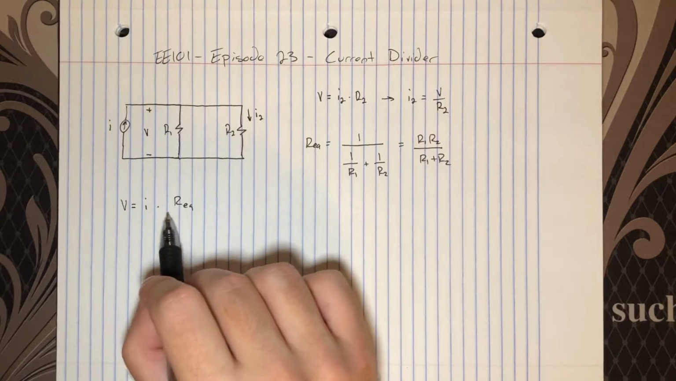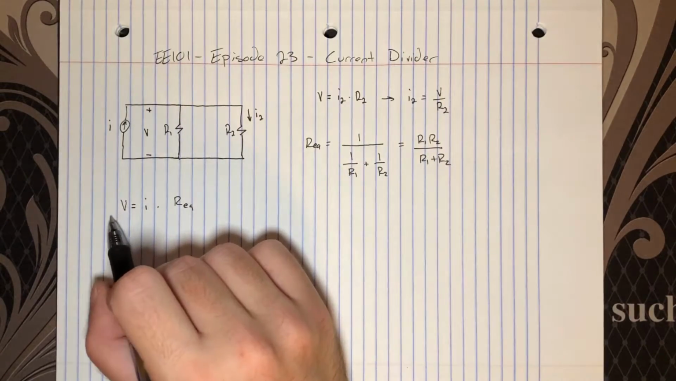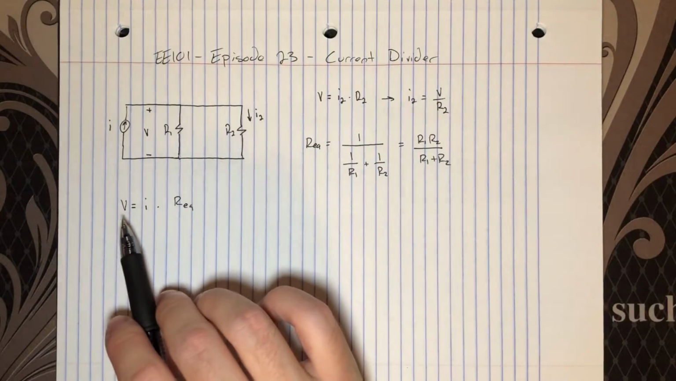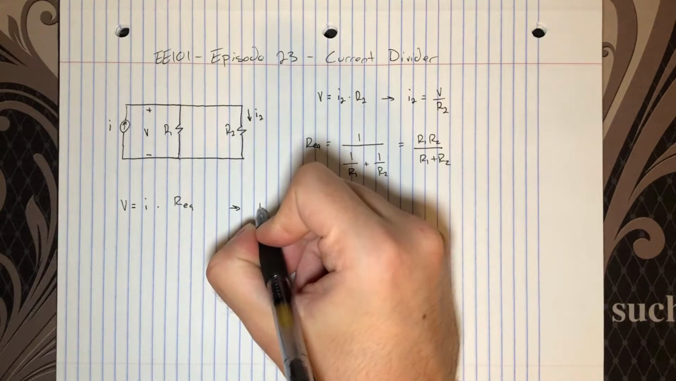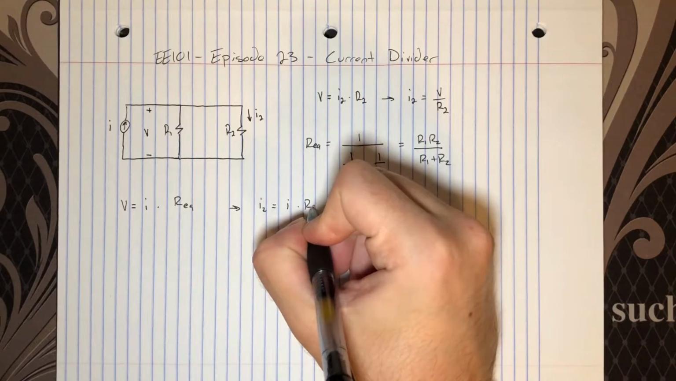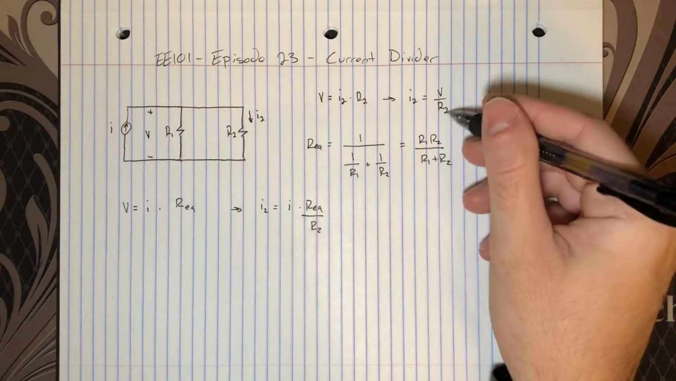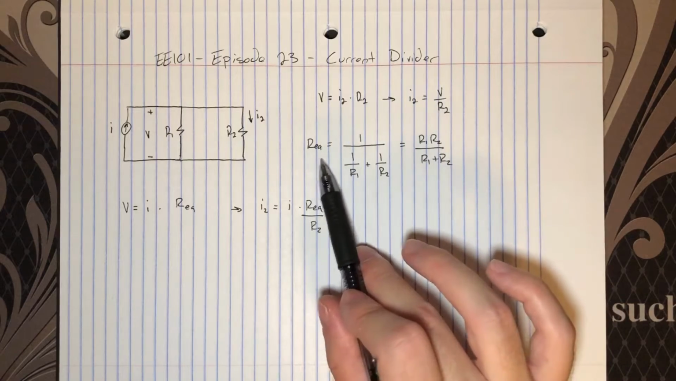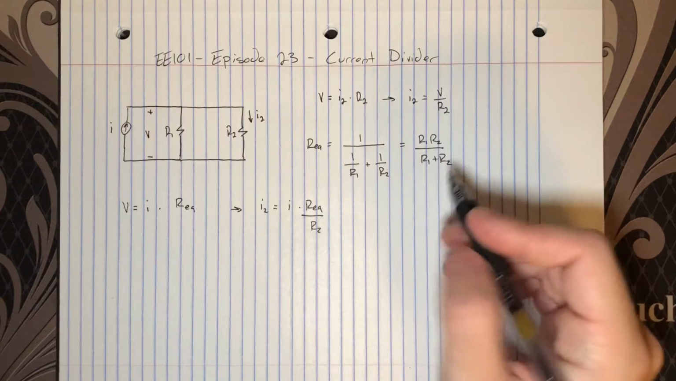So V is I times the equivalent resistance of the circuit. So great, we have an expression for V. Now if we look back at our expression for I2, I'm just going to substitute in the V here. So therefore, I2 equals I times Req divided by R2, which comes from this here. And now if we substitute in, again, the expression for the equivalent resistance here, you'll notice that the R2 is going to divide out from that.